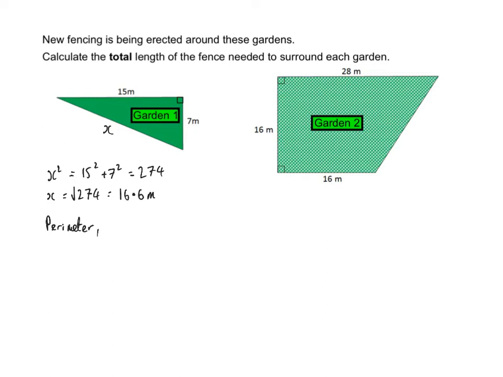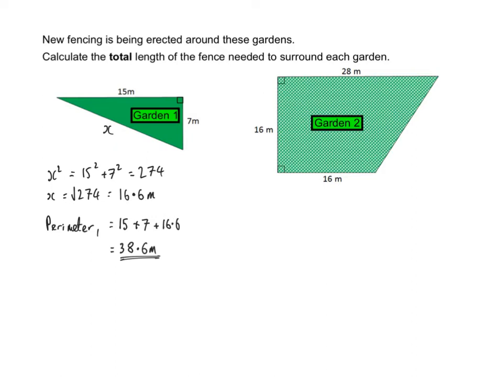So the perimeter of garden 1 is 15 plus 7 plus my 16.6, and that will give me 38.6 metres. Make sure you actually say what it is you're figuring out. We're figuring out the perimeter, and I've just used a little 1 here to show it's for garden 1 because I'm dealing with two of them at the same time.